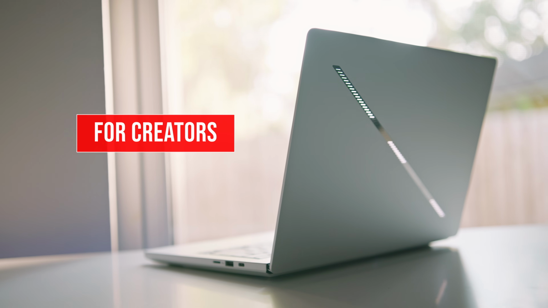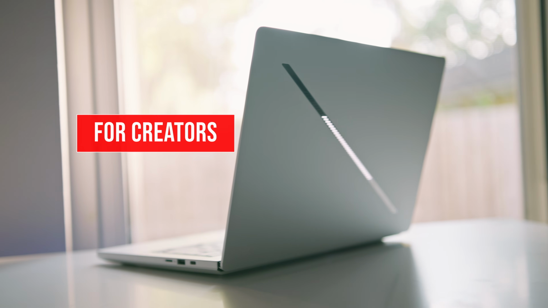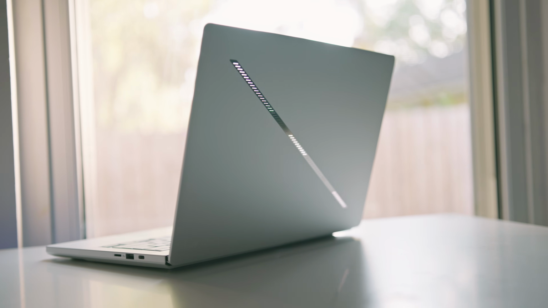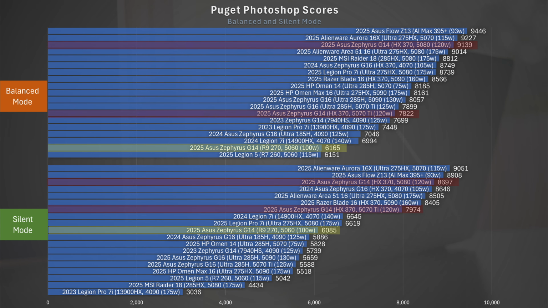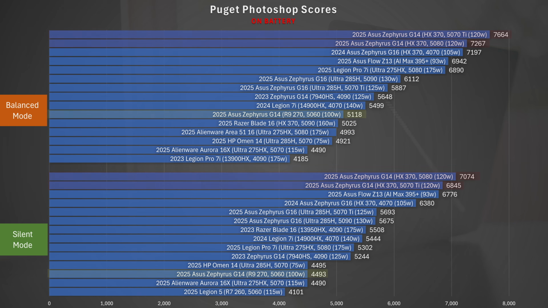All right, now what if you're a creator? Is it worth it to get the higher tier models? Well, in some cases, yeah. So Photoshop, for example, you see the 5080 and 5070 Ti score really high here. That's primarily because Photoshop really benefits from that HX 370 CPU, whereas the 5060 with its older CPU is actually towards the bottom of the list, only scoring about 6200.